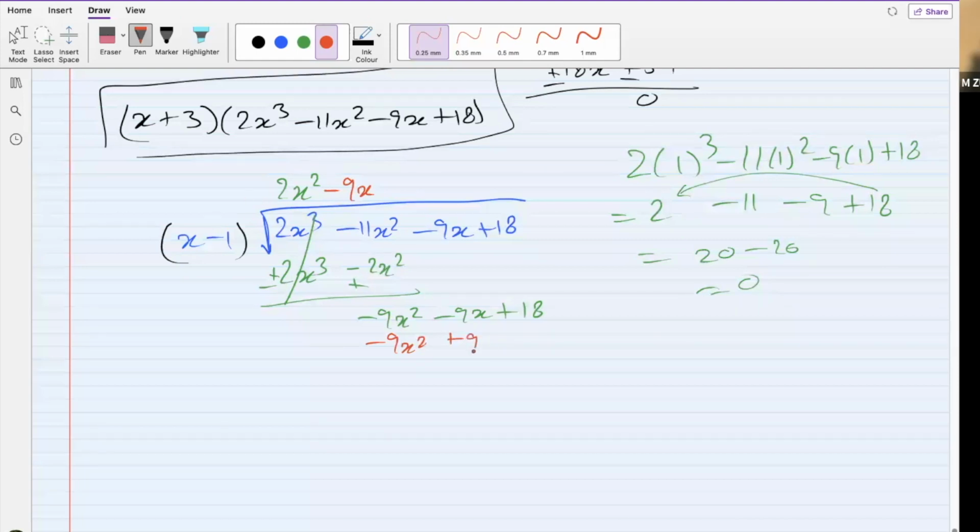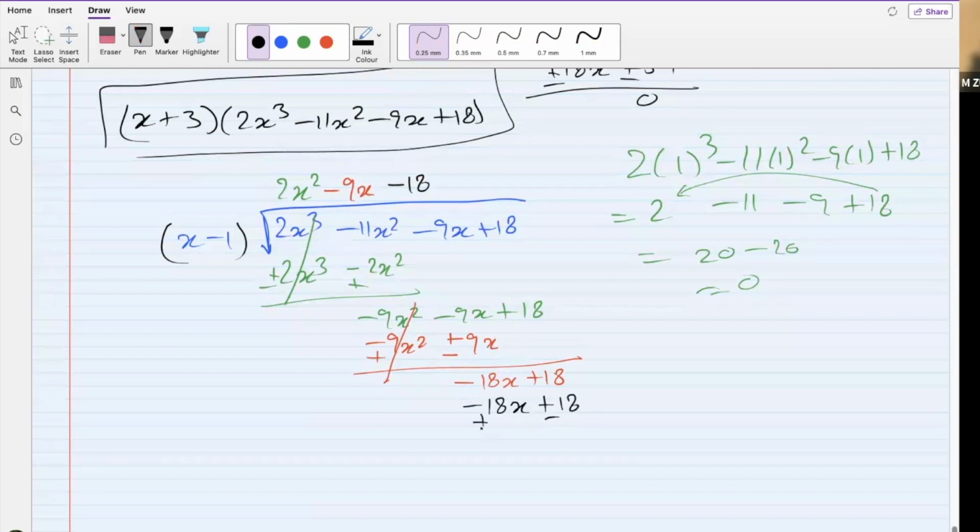Minus minus is plus. So signs changed. Get rid of this. And this is minus 18x plus 18. So we multiply with minus 18 to get minus 18x. Minus minus plus 18 again. Change the signs and add them, 0. Clear?